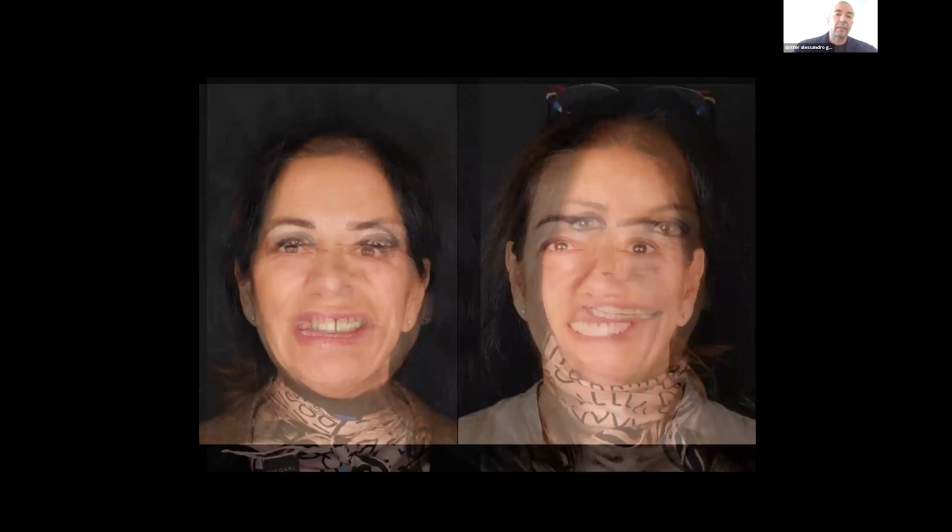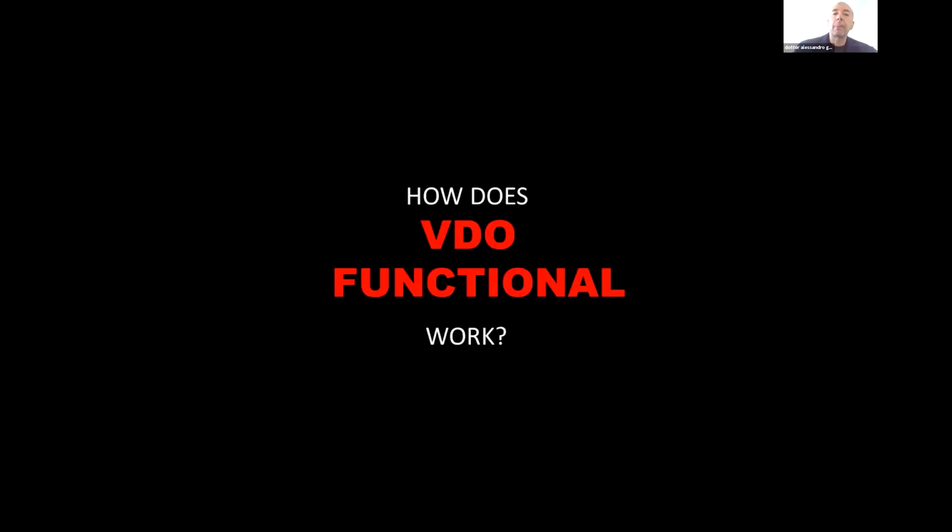From the neck, I just increase the vertical dimension. Everybody looks better than before, not just the smile. The whole chewing system is more relaxed. So how does functional vertical dimension work?